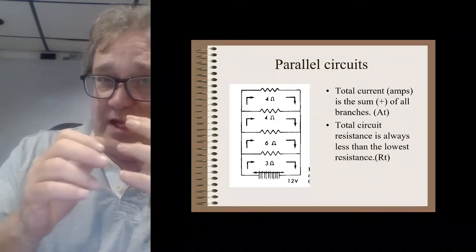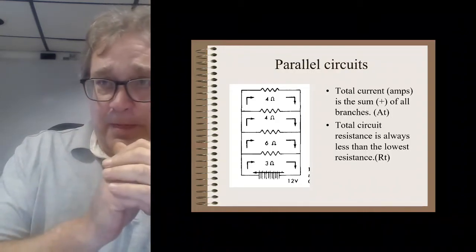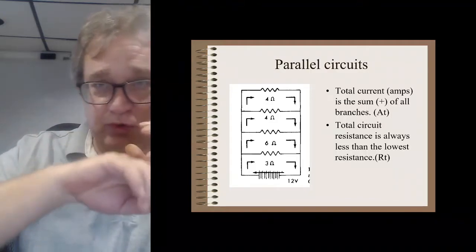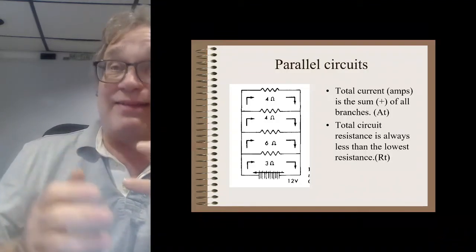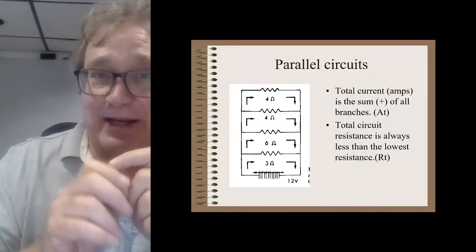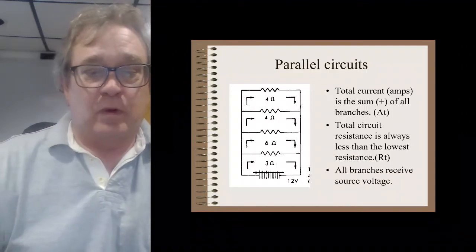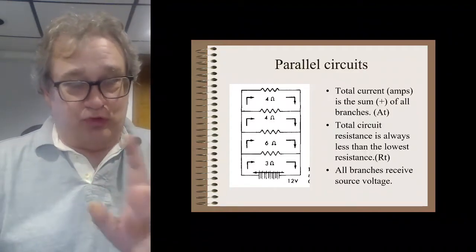So in the series circuit, in order to find the total circuit resistance, we just add them up. We can't do that in a parallel circuit. The math gets a little more messy, but that's okay. It's really not bad math, okay? So I'm going to run through them. Anyways, all the branches receive the same source voltage.